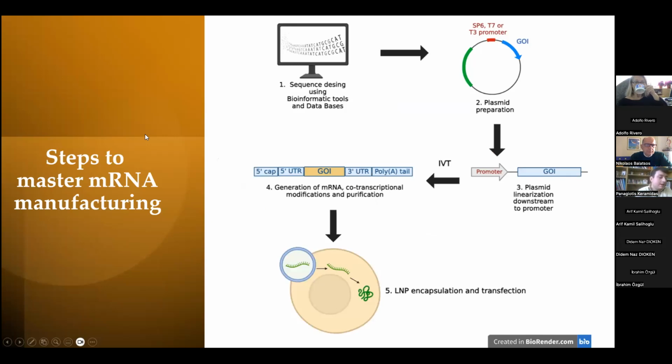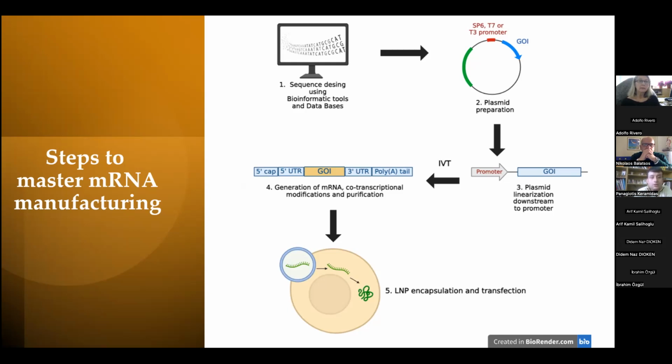So there are 5 seemingly easy steps to master mRNA manufacturing, but as a molecular technique, it contains a lot of hidden troubleshooting and a lot of design behind each step. The first step is a more computer-based step that requires the design and optimization of the nucleotide sequence of the protein that we want to study. So we need to recruit bioinformatic tools and databases so we have the optimal design.